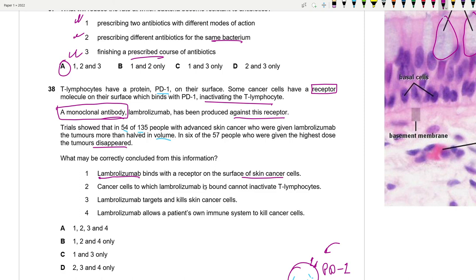Okay, so pembrolizumab binds with the receptor on the surface of the cancer cells. This is correct. Cancer cells to which pembrolizumab is bound cannot inactivate T lymphocytes. That is also true because since it's bound to this receptor, it can't bind to PD-1. Option 2, pembrolizumab targets and kills cancer cells, is not true, since we aren't actually sure about that mechanism. We just know that it binds to the receptor so that it cannot inactivate lymphocytes. Pembrolizumab allows the patient's own immune system to kill cancer cells. This is true. Now the lymphocyte can be activated, so it can kill the cancer cell. So 38, B is the correct answer.